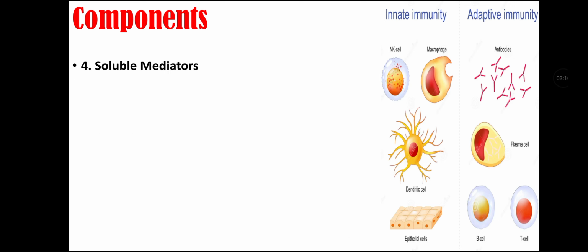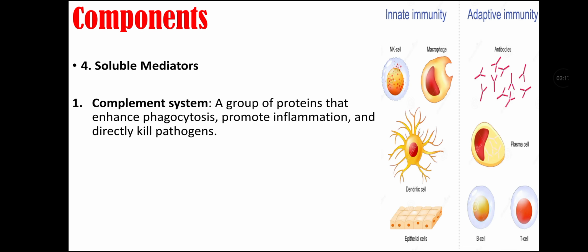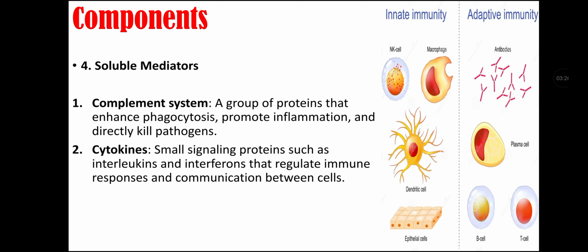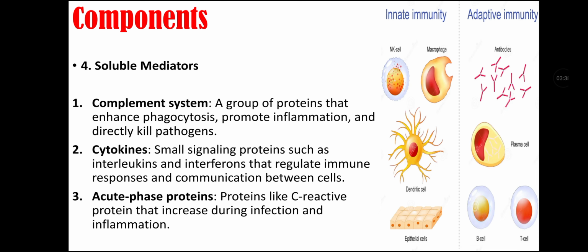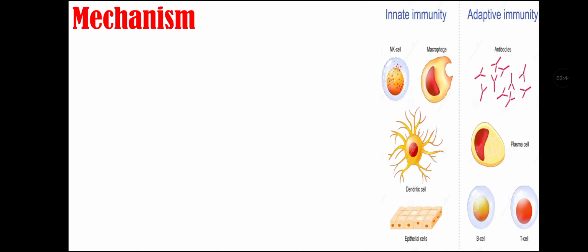Fourth component of innate immunity is soluble mediators that include complement system, that is group of proteins that enhance phagocytosis, promote inflammation and directly kill pathogens. Second is cytokines that are small signaling proteins such as interleukin and interferon that regulate immune response and communicate between cells. Third is acute phase proteins that are proteins like C-reactive protein that increase during infections and inflammations.